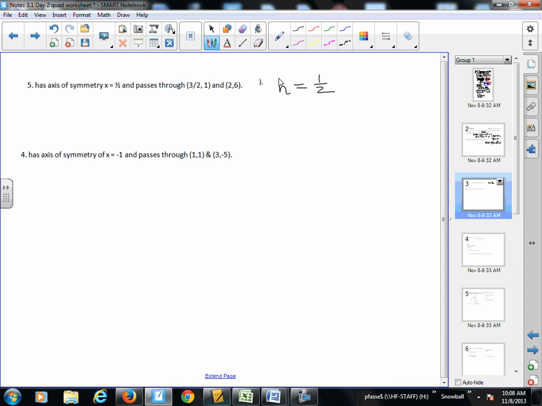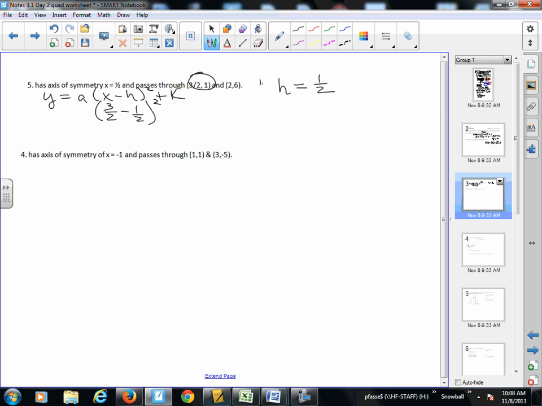Yeah. So first, let's write out the form: y equals a(x minus h) squared plus k. We know h is going to be 1/2, correct? And for the first coordinate, what is the x value?